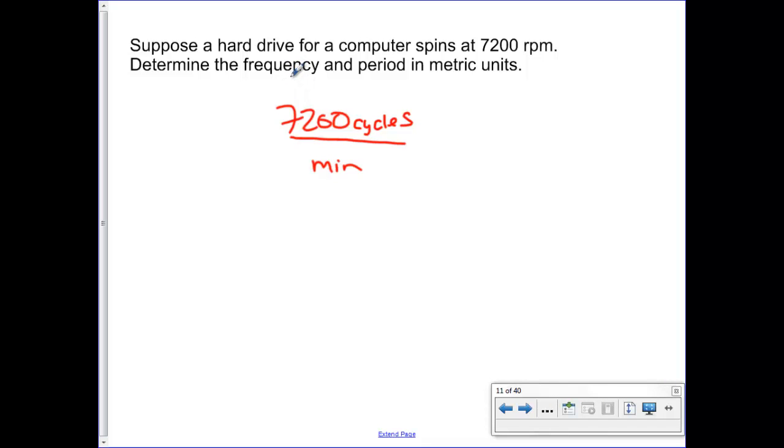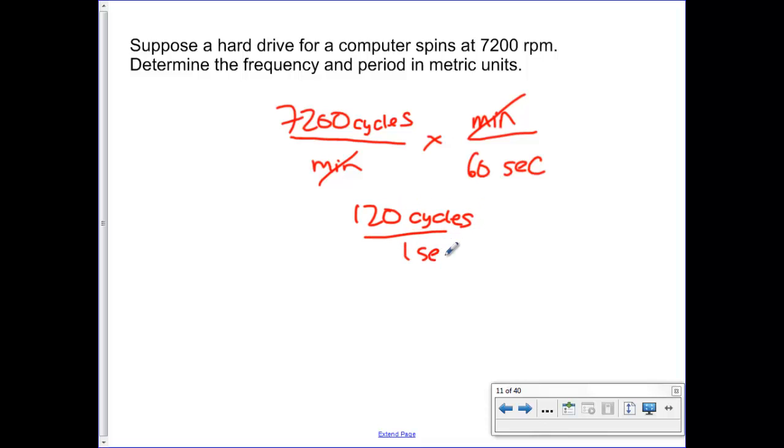So first thing, let's figure out frequency. Frequency is measured in cycles per second. How do I convert this into seconds? Close. You've got to do minutes on top and 60 seconds on the bottom. Do you see how the minutes then would cancel? So if this thing goes around 7,200 times in a minute, how many times does it spin in just one second? Okay. So that would be 120 cycles in one second, or the more common way of noting this would be 120 hertz.